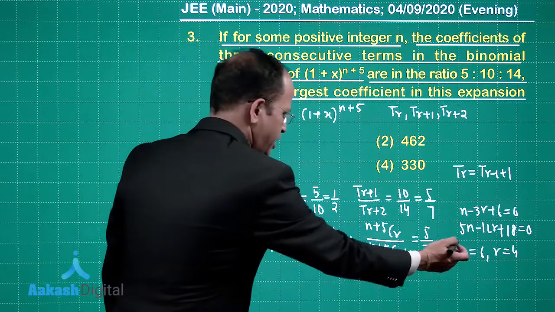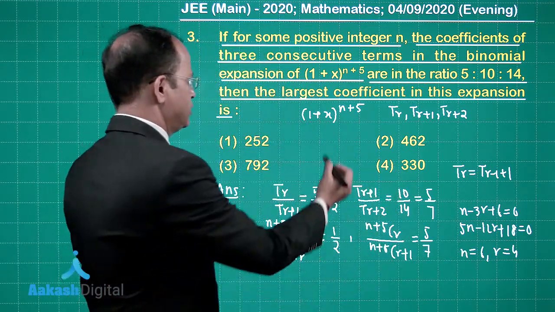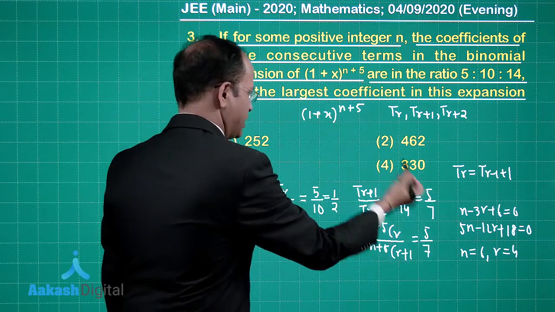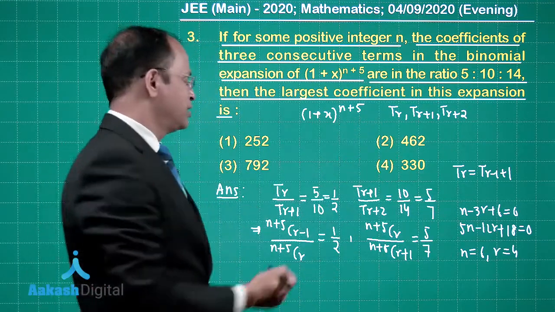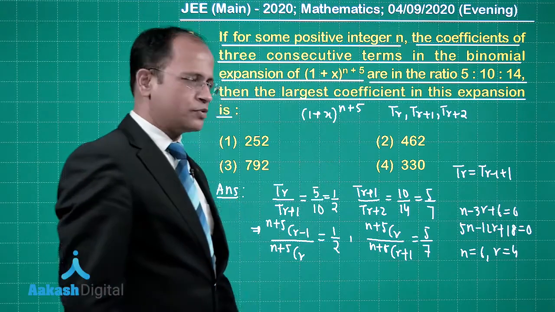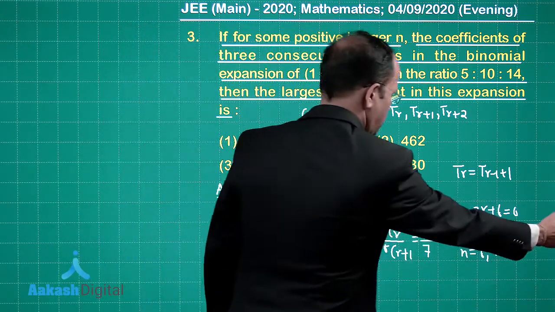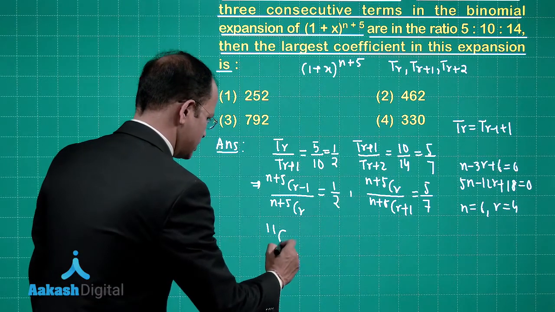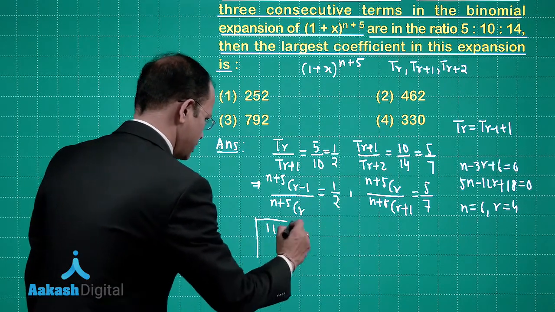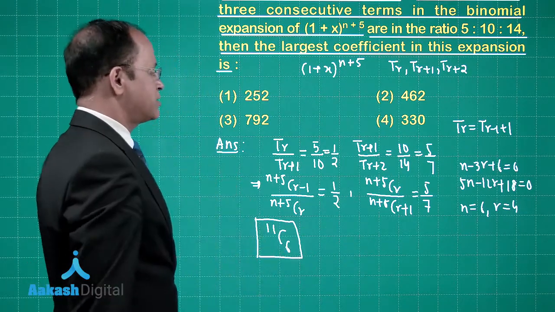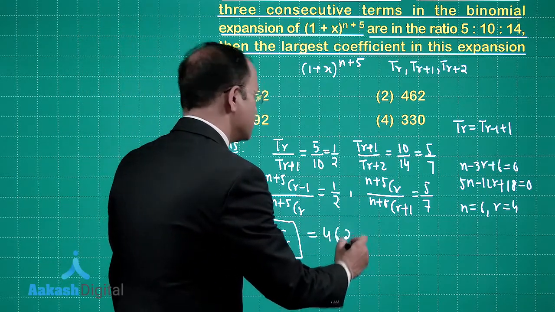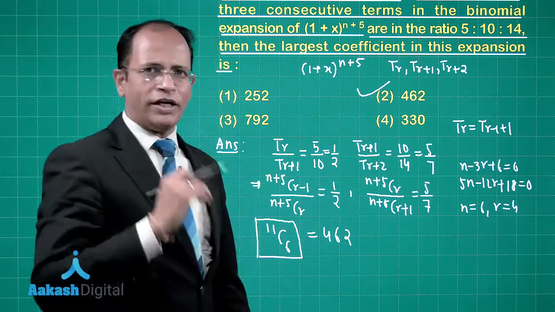Now you can see here we have n equal to 6 and the expansion is (1 plus x) raised to the power, what is n? n is 6, so 6 plus 5 is 11. So how many terms do we have? We have 12 terms, right? So if I talk about the middle term, we have 11C6. The coefficient of the middle term will give us the final answer. That means this is coming out to be 462, right? So the second option is the correct one.